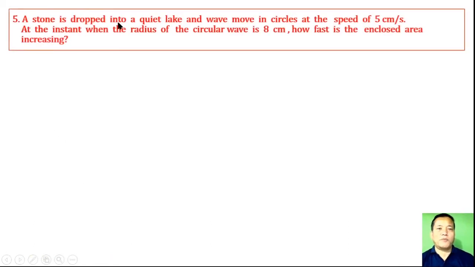Question number 5. A stone is dropped into a quiet lake and waves move in circles at the speed of 5 cm per second.